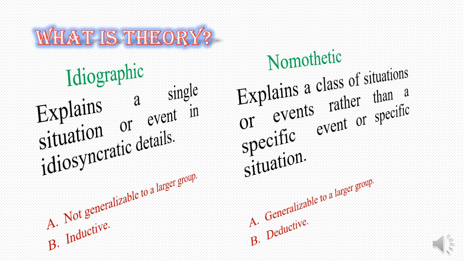And as the name shows, it goes through a single situation or event. So that is why it is not generalizable to a larger group. The phenomena is more inductive in nature. And the second one is nomothetic, explains a class of situations or events rather than a specific event or specific situation. That is what you do while making hypothetico-deductive reasoning in most of the quantitative research, where generalizability is demanded and you use mostly the deductive method.